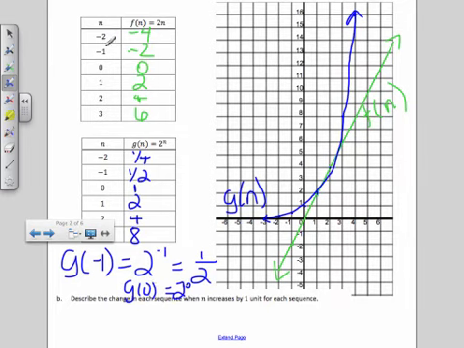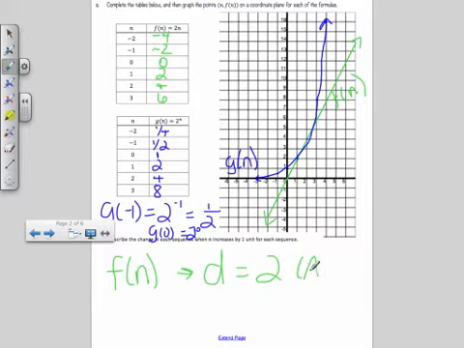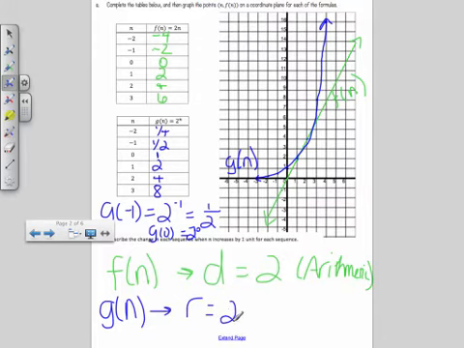So every time n increases by 1, f of n is increasing by 2, by a common difference of 2. So what we would say is that for f of n, we can just say that it has a common difference of 2. So that means that it would be arithmetic, all right? And then for g of n, it has a common ratio of 2, so it's being doubled each time. So that means r equals 2, which means that this would have to be geometric.